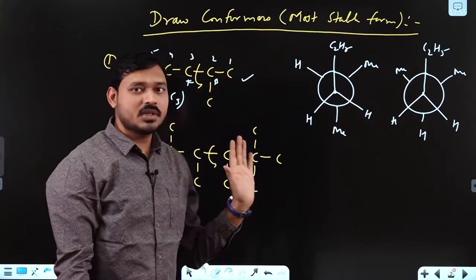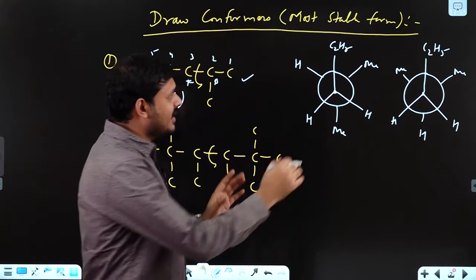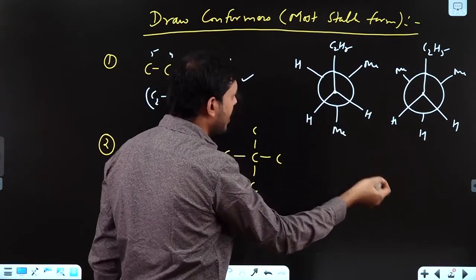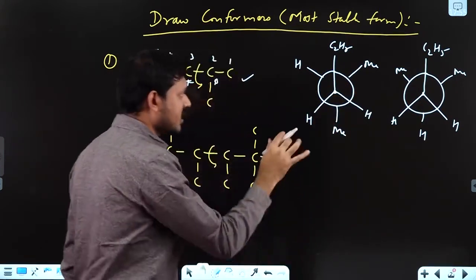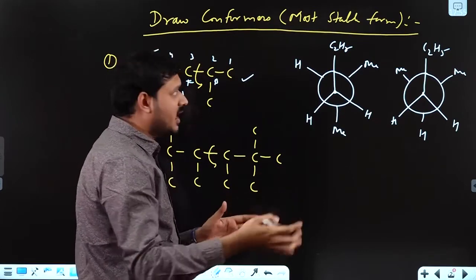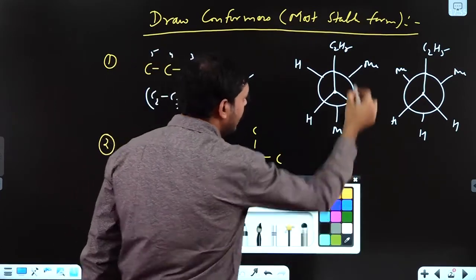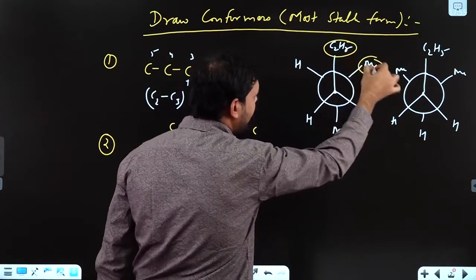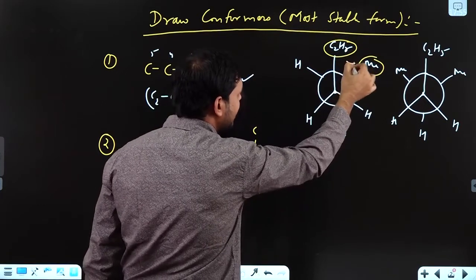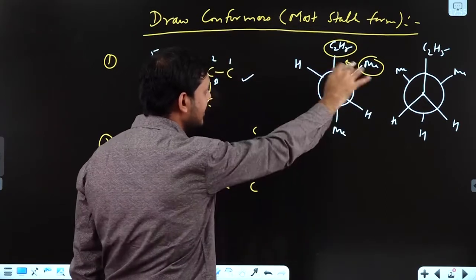Comparing these two structures, what you see is, in this case, it is staggered, no doubt. So there is the least amount of torsional strain and lesser van der Waals strain. Between these two groups, you are having van der Waals strain. Okay, they are at 60 degrees to each other. The dihedral angle here is 60 degrees.